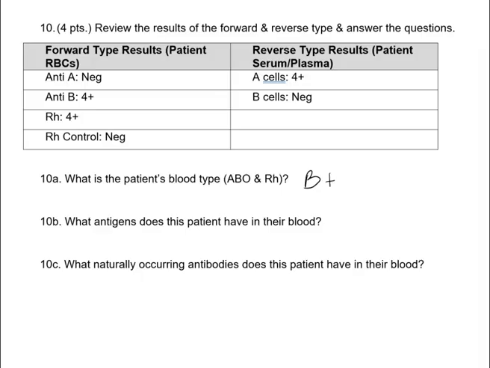Which antigens does this patient have on their red blood cells? We already mentioned that the patient has B antigens on the red blood cells. What naturally occurring antibodies does this patient have in their blood? They're going to have anti-A.